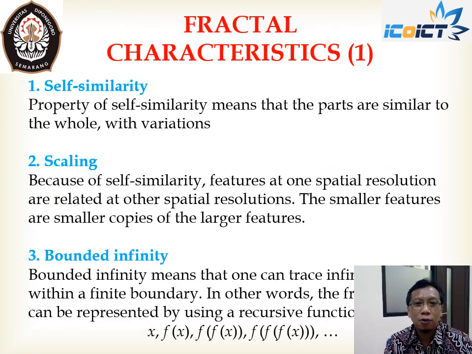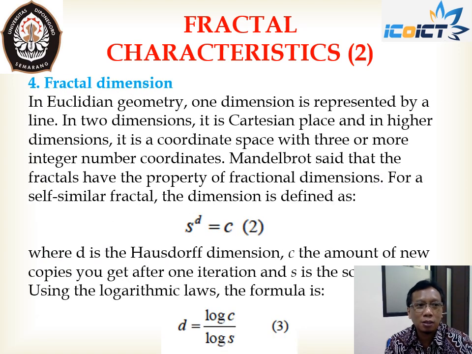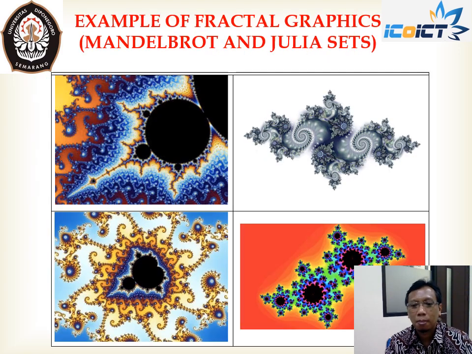For fractal characteristics, there are four characteristics. The first is self-similarity, the second is scaling, the third is bounded infinity, and the fourth is fractal dimension. This is the equation for fractal dimension. This is an example of fractal graphics from the Mandelbrot and Julia sets, with the Mandelbrot on the left side and the Julia sets on the right side.